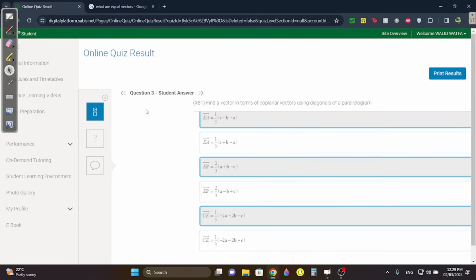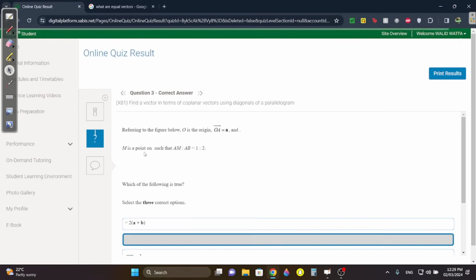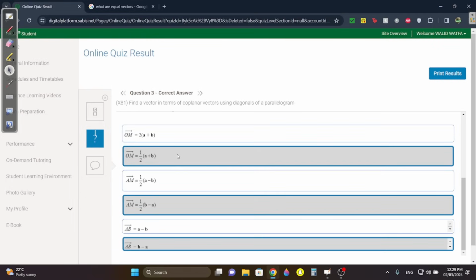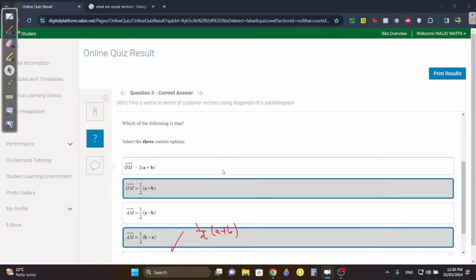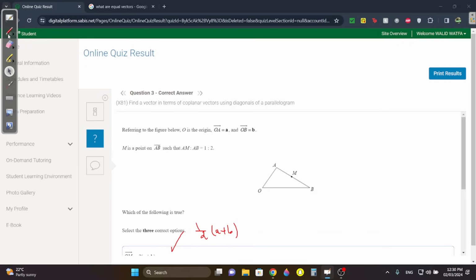Question 3. This one was in the AMS. I can get you the answer. Wait. So actually in the AMS, they gave you the same exact question, same shape, but they asked for OM, which was also half A plus B. They gave you the same shape, same number, same everything, but instead of AM, they asked for BM. They asked for BM in the exam, and instead of AB, they asked for BA. So it was just the opposite.